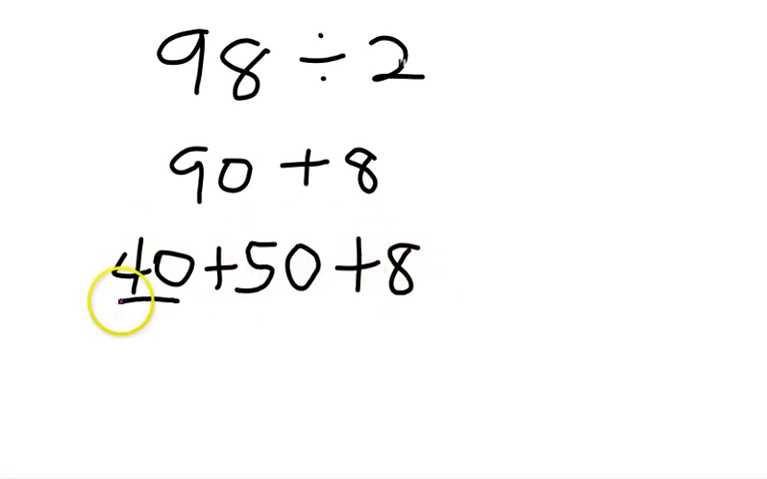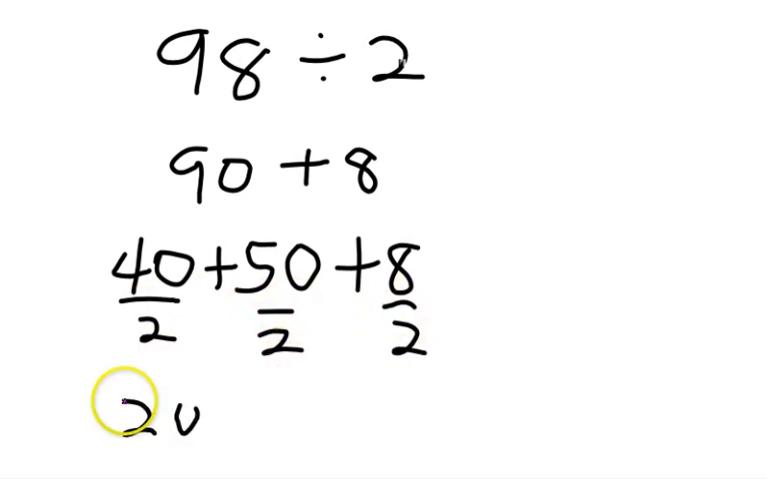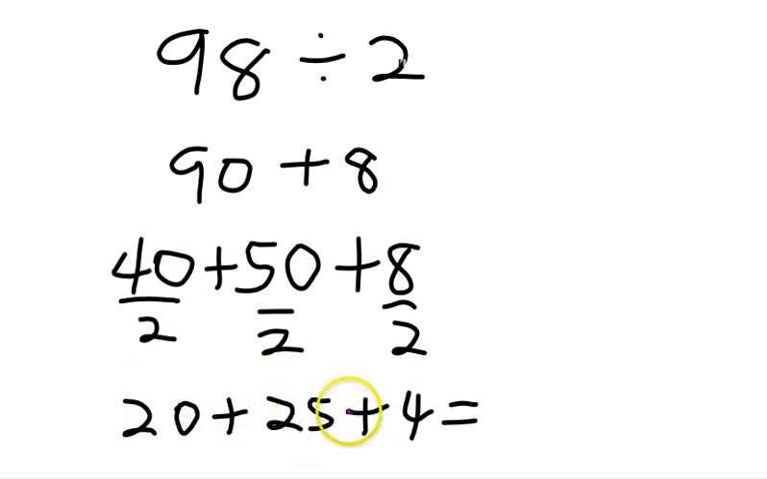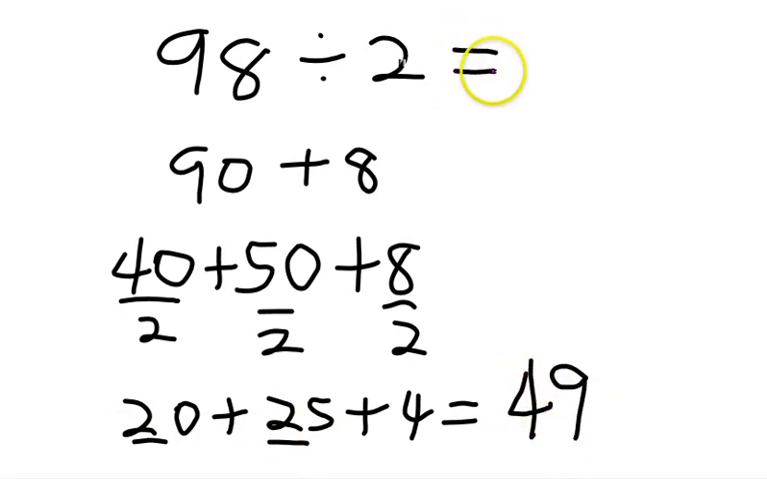Now, each of them can be divided by 2, very friendly. So for the 40 divided by 2, you know it's going to give you 20. So you can do this mentally. And here we have 25, and you have 4. Now adding 20, 25, and 4 mentally is very cool. You have 20 plus 25, which is 45, plus 4, and that will give you 49. Which means 98 divided by 2 is 49.